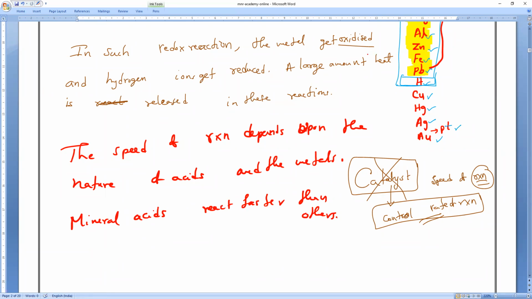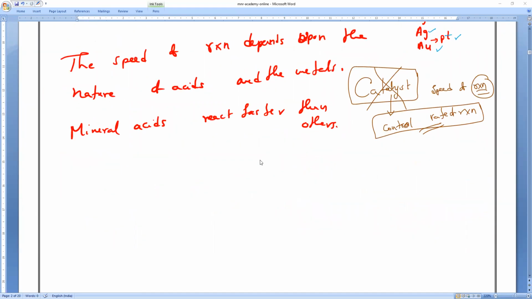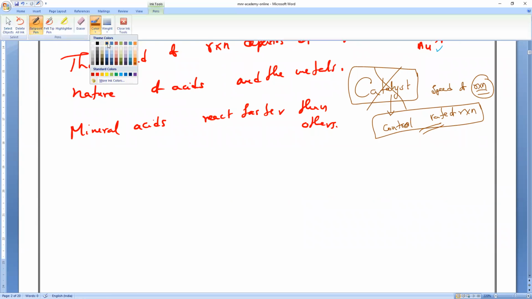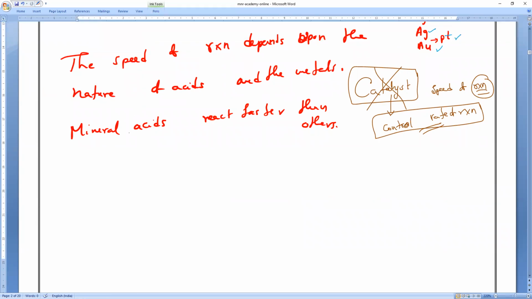Now, for the more reactive metal, is the rate of reaction faster or slower? Faster, sir. Faster. That is the statement you write. The more reactive metal, the faster will be the rate of reaction. For assertion and reason questions, it is very, very important. Is it all clear, everybody? Any doubt you can ask.